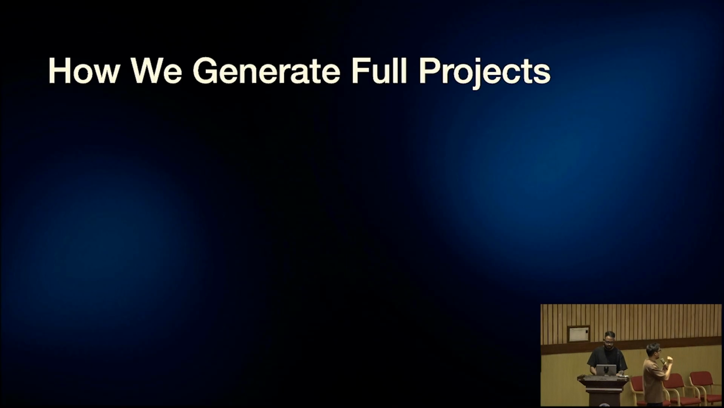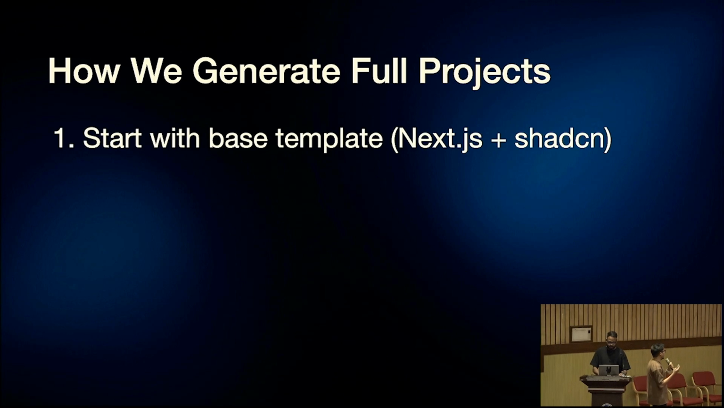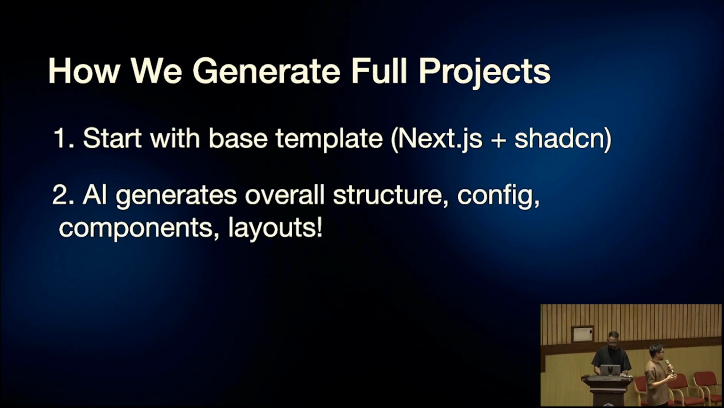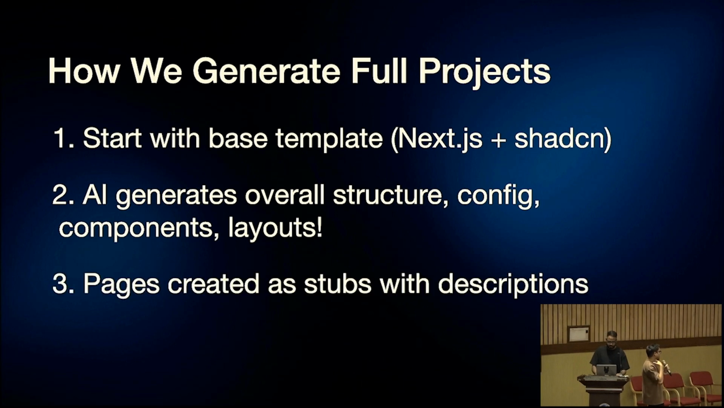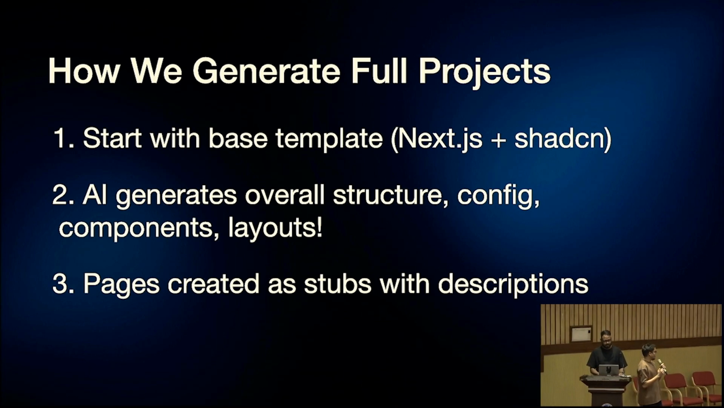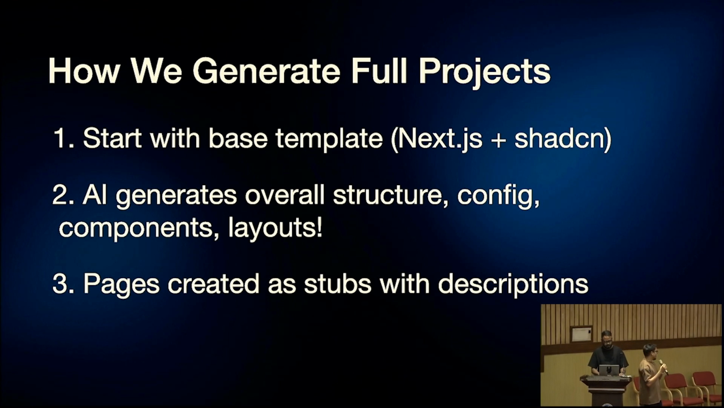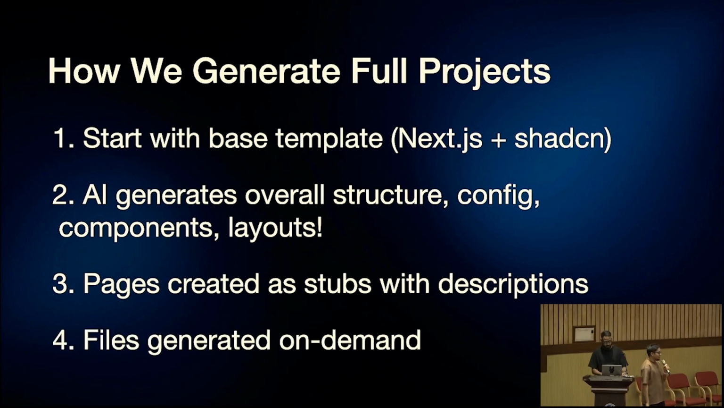Going to break it down a little further. So start with a base template. We are using Next.js, Tailwind, and shadcn UI components. Second, AI generates the overall structure. As I said, the README file, the Tailwind config. It generates the components and layouts. And then for the pages, it does not generate the pages yet in the first query itself. Rather, it generates the prompts for all those pages. We store all those things in comments, in pages, in the routes. And we also have files generated on demand.